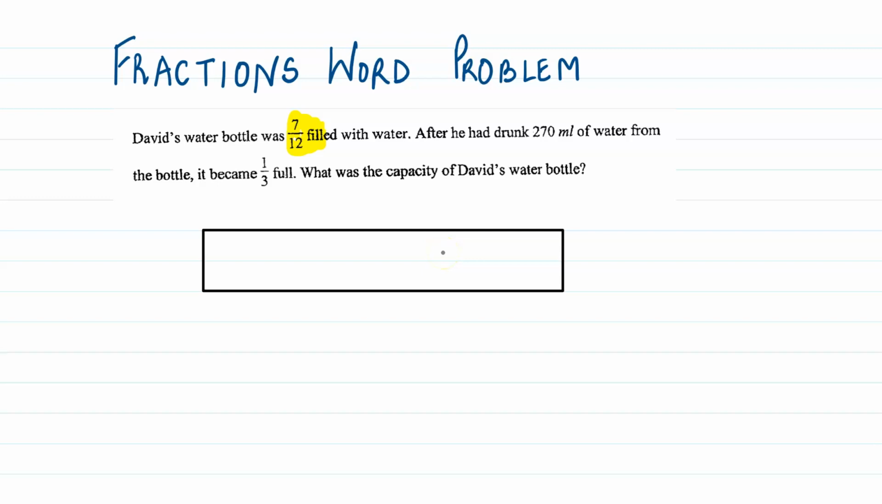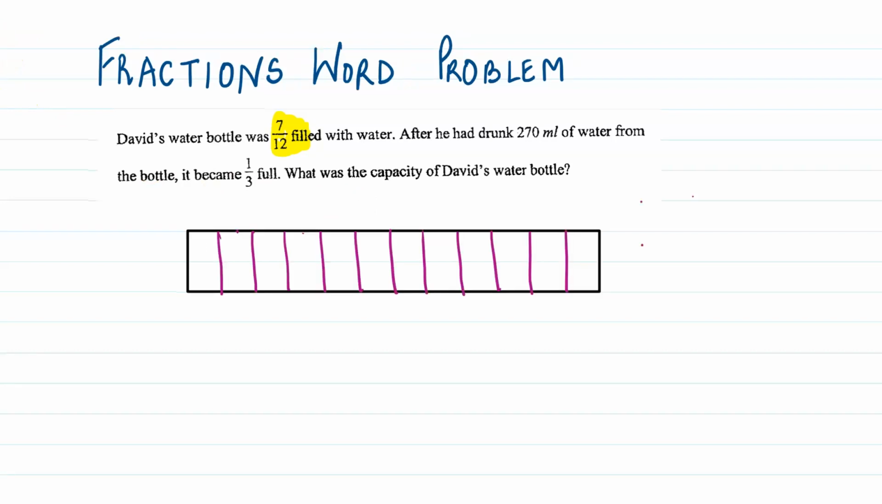Rectangle represents the water bottle. Let's cut it into 12 equal parts. We have divided it into 12 equal parts. Now we can see that 7 parts are filled. So let's shade 7 parts. So the bottle is this much filled.